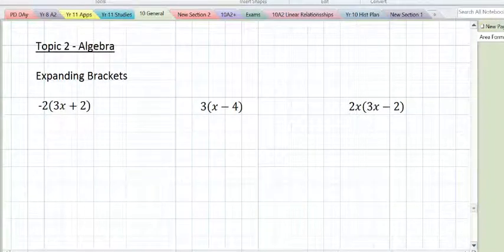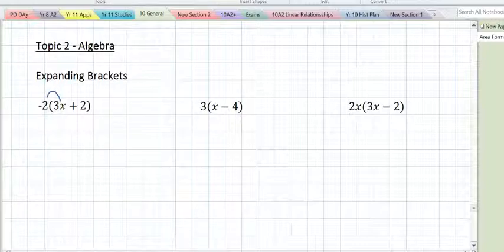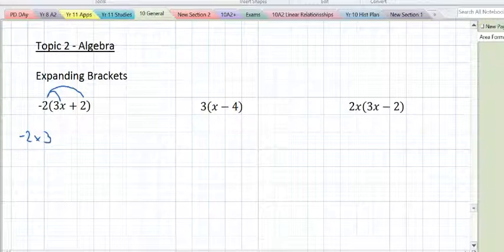Alrighty, topic 2, algebra. Let's go. Let's do this. How do we remember expanding brackets? Go for it. You do the negative 2 times 3, and then you go negative 6. So it would read as negative 2 times 3x plus negative 2 times 2.